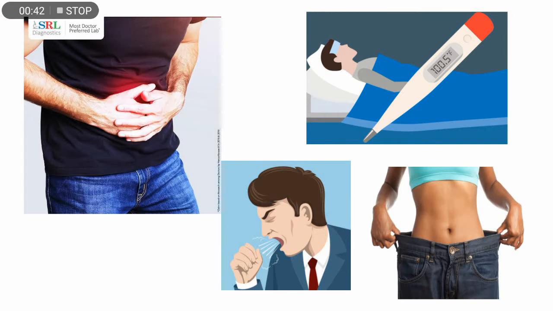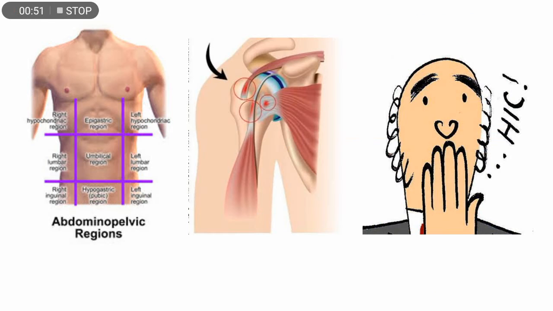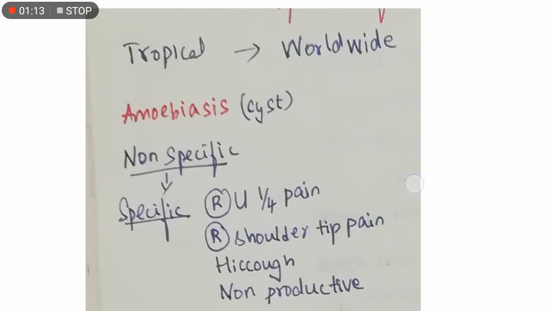In the initial part of the disease, there will be some non-specific symptoms such as abdominal pain, dry cough, fever, weight loss. Specific symptoms occur after that. There's right upper quadrant pain, or there can be right shoulder tip pain, especially because of the diaphragm involvement and the same nerve supply. The supraclavicular nerve and the phrenic nerve have the same C4, which is what causes this right shoulder tip pain. There will be hiccough, sometimes a non-productive cough too.